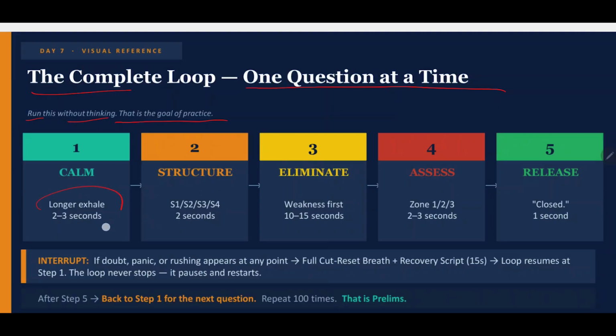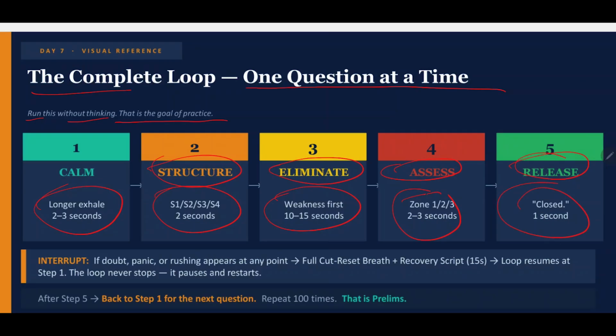First, a longer exhale, 2 to 3 seconds. Structure 1, structure 2, structure 3, in 2 seconds. Question, eliminate the weakness first, 10 to 15 seconds. Assess zone 1, zone 2, zone 3. It takes 2 to 3 seconds. Release, close, 1 second. That's it.